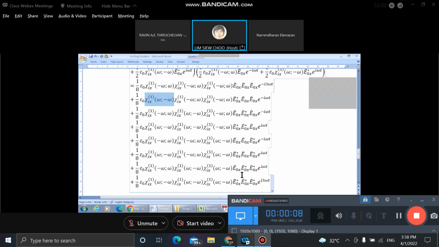Field. This is conjugate field. No, this first term is conjugate field. So you do the same thing. At the end, you get 8 terms. Okay, and later on, then only we apply the symmetry because some terms are the same.